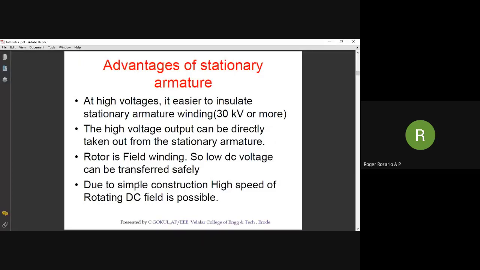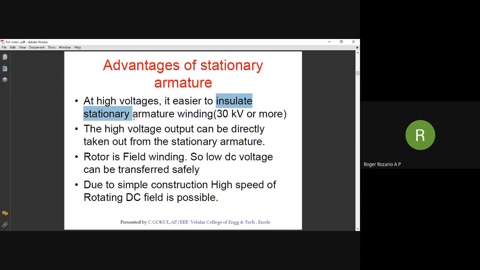High voltage at high voltages. So we are going to tap out 440 volts out of this armature. It is easier to insulate the stationary armature windings, 30 kilovolts or more. Suppose the rating of the alternator is some 2000 MVA or 5000 MVA, giving out 30 kilovolts. How do you insulate this armature winding if the armature is rotating? It is very difficult to insulate. So for that purpose, we have made the armature stationary. So this is the first point.